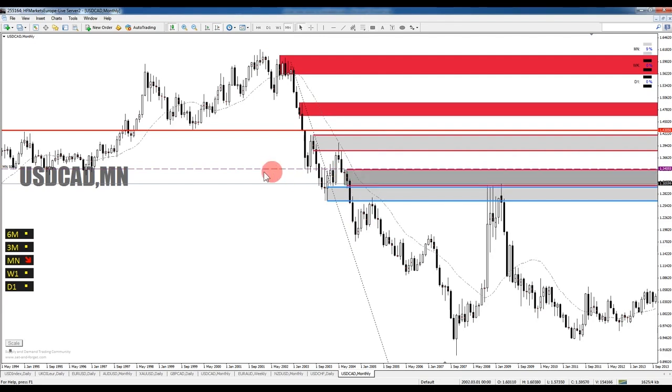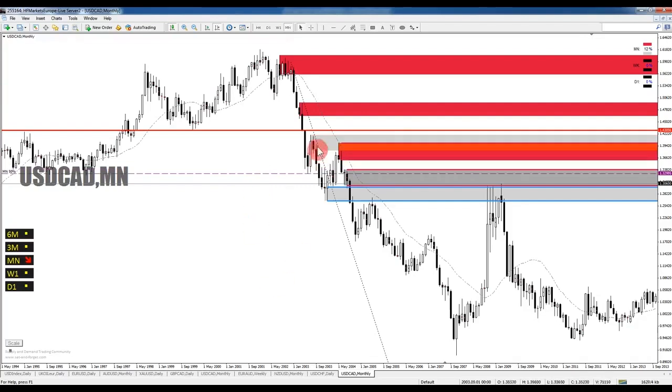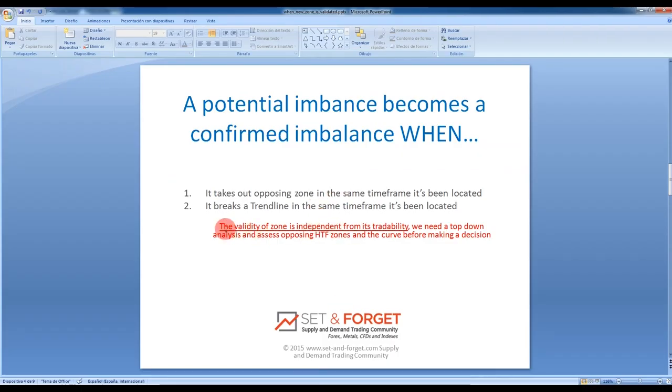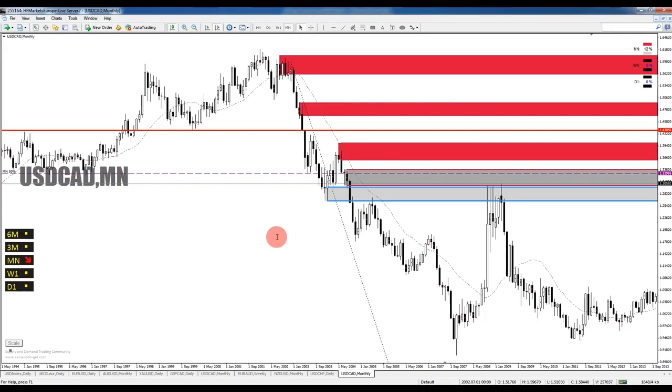But which level? That one. And then at the origin of the zone, it is that one. So demand. But here, this is what we have here. The validity of a zone is independent from its tradability. We need to do a top-down analysis. So we are in a bigger picture downtrend, etc.